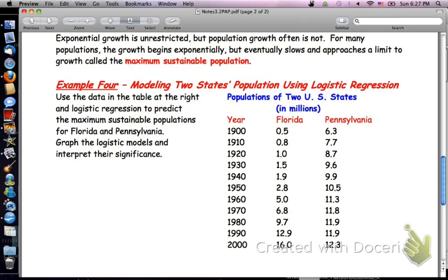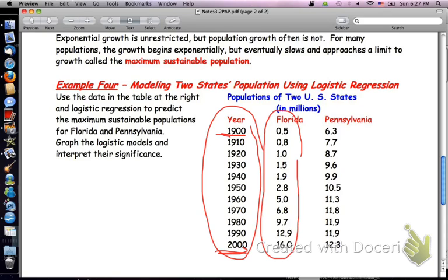Looking at example 4, we're given a table of the population of Florida and Pennsylvania over the 20th century. So how can we model this? Well, we've used tables like this before, and we created regression models. So you enter a spreadsheet and enter these values, starting with 0 for 1900 and ending with 100 for 2000. And then for the population, just enter these values. These are in millions. Then you would go to your menu and create a logistic regression.